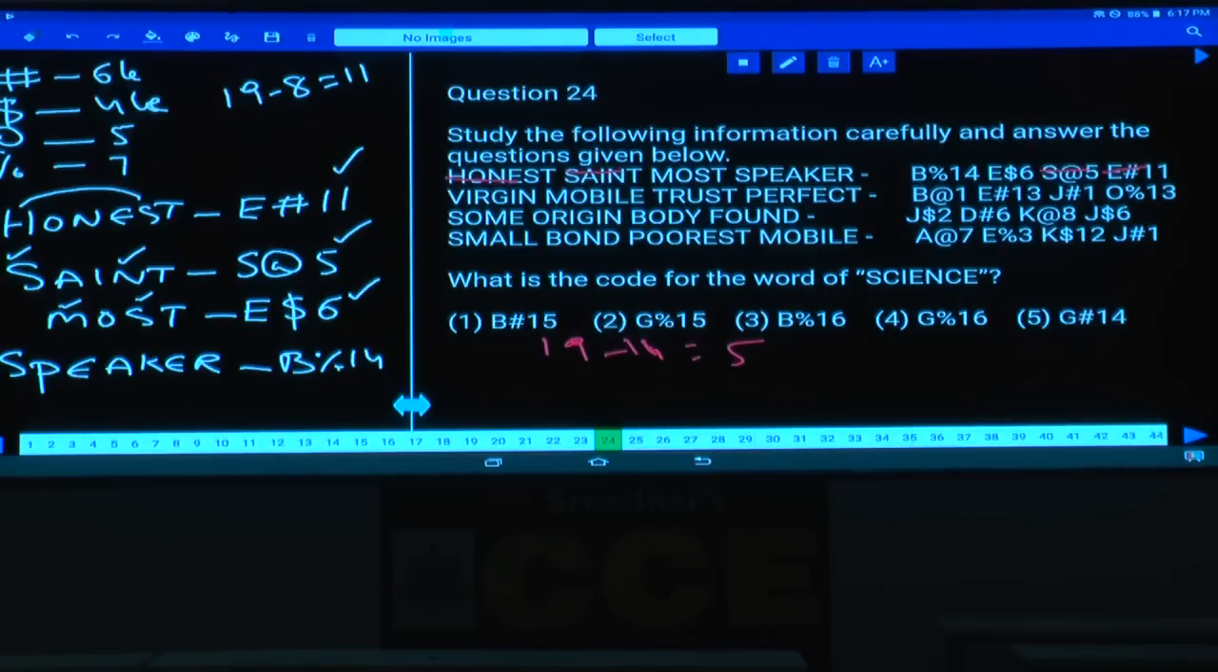Now here S is 19, and here E is 5. 19 minus 5 is how much? 14. Hence we are getting 14. Done with this? And this is how we are getting the number.